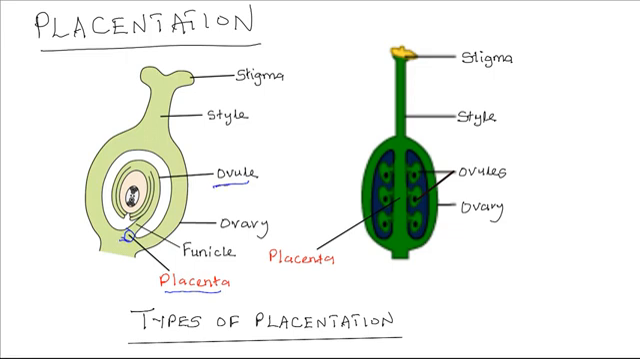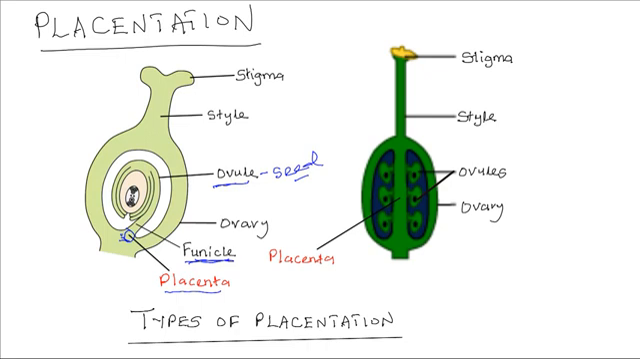Attaching the ovule in a flower to the placenta is a stalk known as a funicle. Placentation therefore refers to the arrangement of the ovules in an ovary of a flower, or can also refer to the arrangement of seeds because the ovule develops into a seed. So it can also refer to the arrangement of seeds in a fruit.